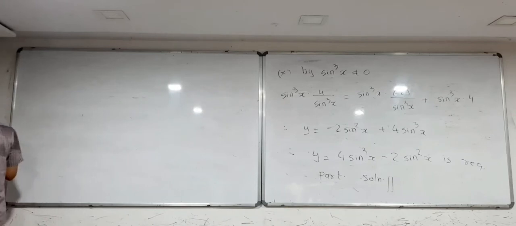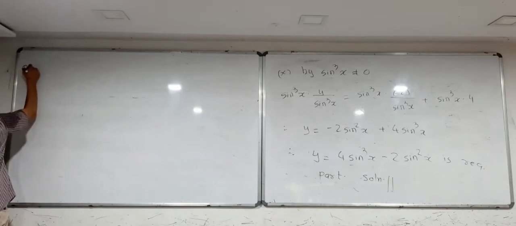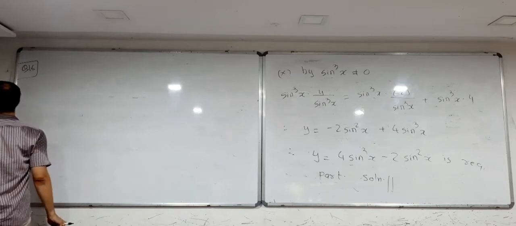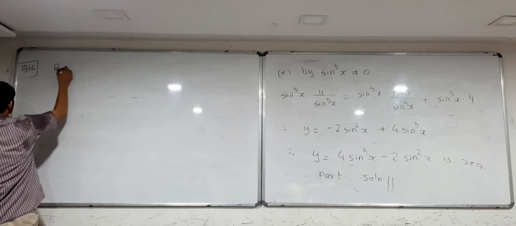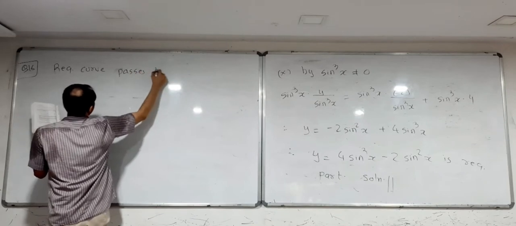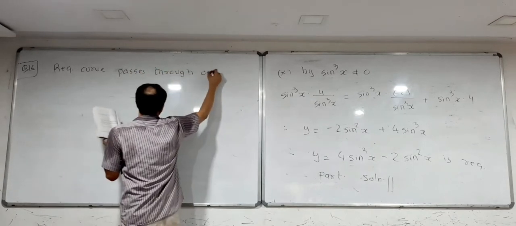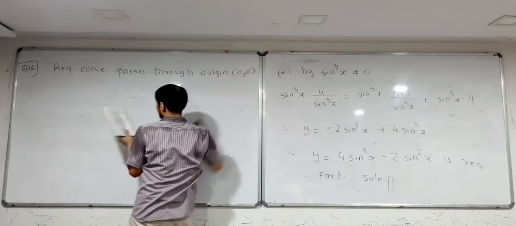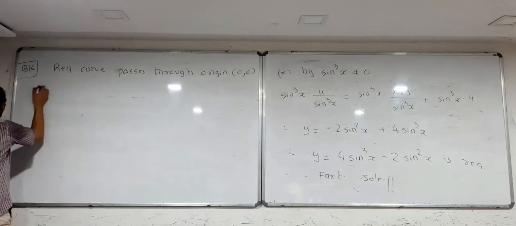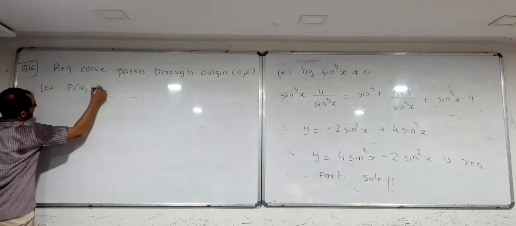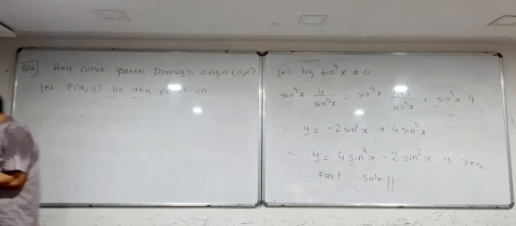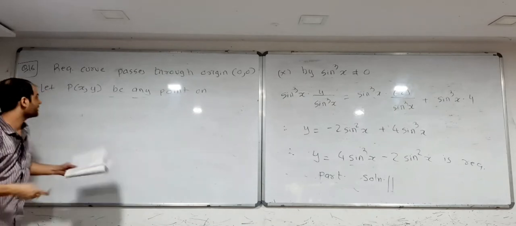Find the equation of a curve passing through origin. Okay, क्वेश्चन नंबर 16 में कर रहा हूँ. क्वेश्चन नंबर 16 क्या लिखा है? Find the equation of curve passing through origin given that. Okay, required curve passes through origin, 0, 0. याद रखना. Given that slope of the tangent to the curve at any point x, y. Let मैं लिखता हूँ, let P(x, y) be any point on required curve.